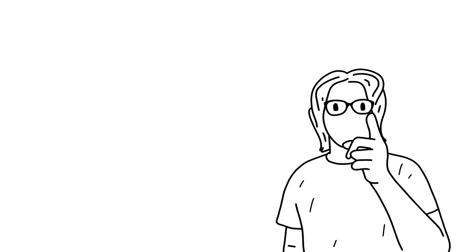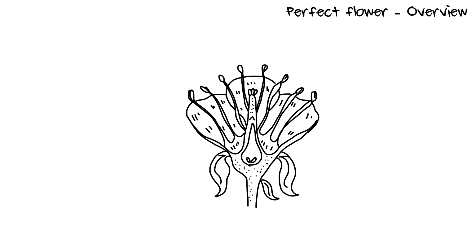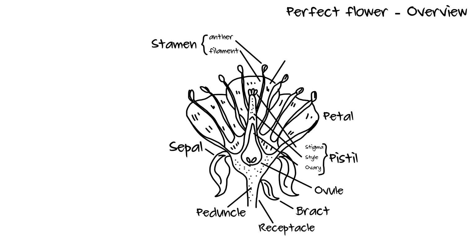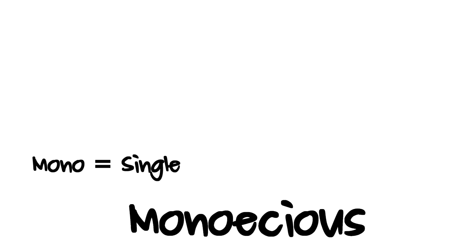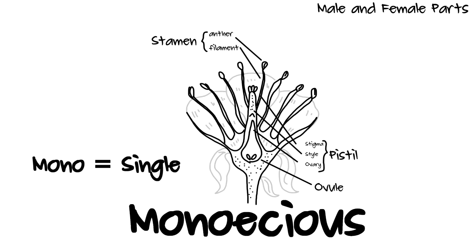Alright, so we learned about flower parts in the lab, and here's what a perfect flower looks like. Psych, it looks like this. A perfect flower has all these parts, especially both the male and female parts. If the male and female parts are on the same plant, then it's a monoecious plant. Mono means single, so it means that both male and female are in a single plant.